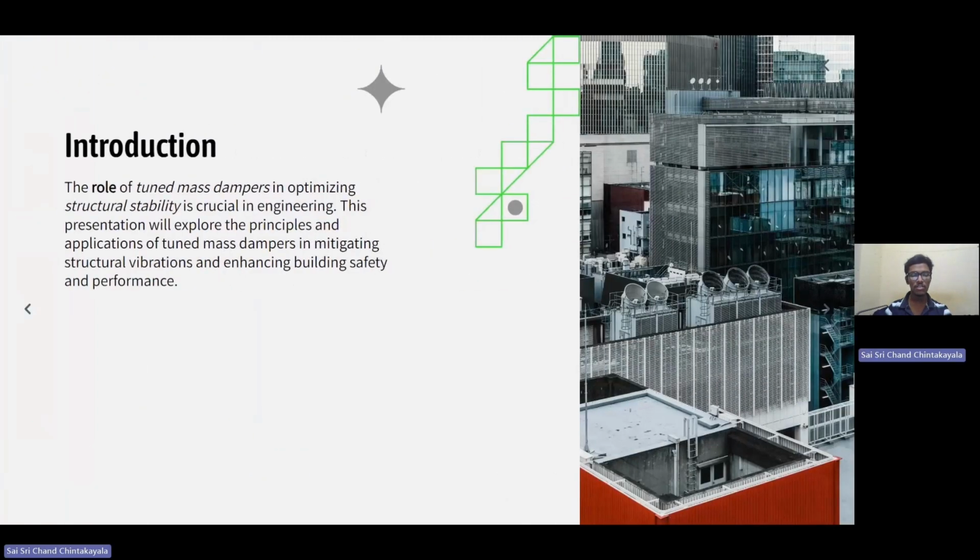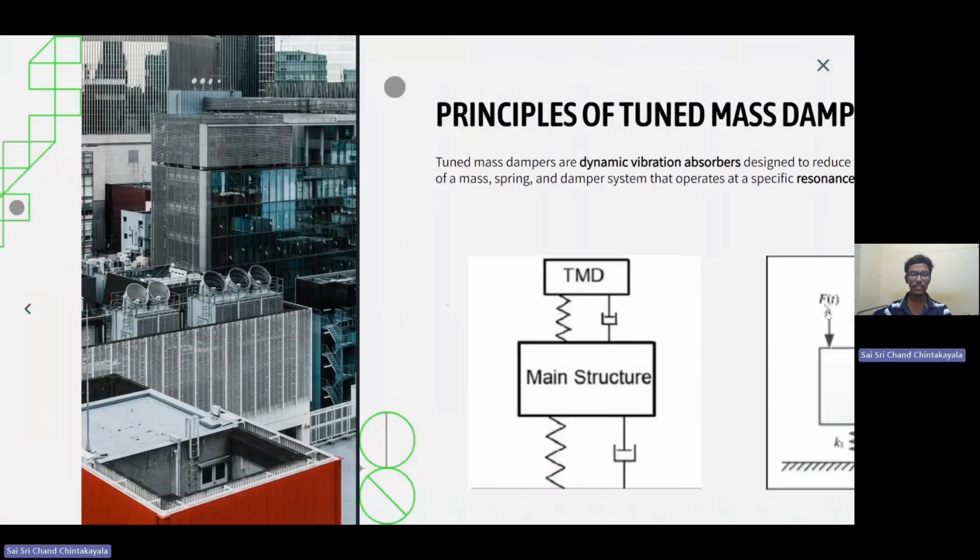The role of tuned mass dampers is optimizing the structural stability. And in this presentation, we will explore the principles and also the applications of the tuned mass dampers in controlling the structural vibrations and how they enhance the safety of the building.